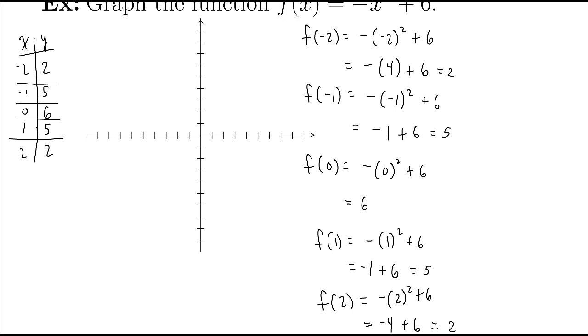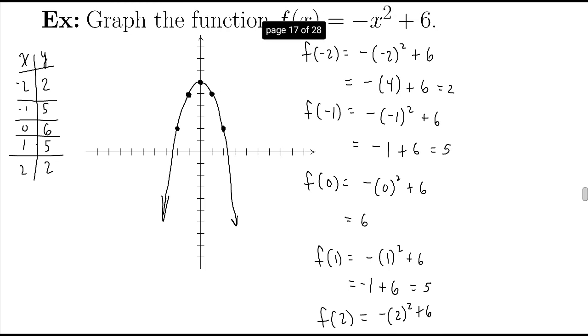Okay, so now with these 5 points, let's plot it. Negative 2, comma 2. Negative 1, comma 5. 0, comma 6. 1, comma 5. 2, comma 2. Okay, should be enough to be able to see the graph does something like this. This is a parabola. The function is a quadratic function, and the graph looks something like that. Okay, so there we go.